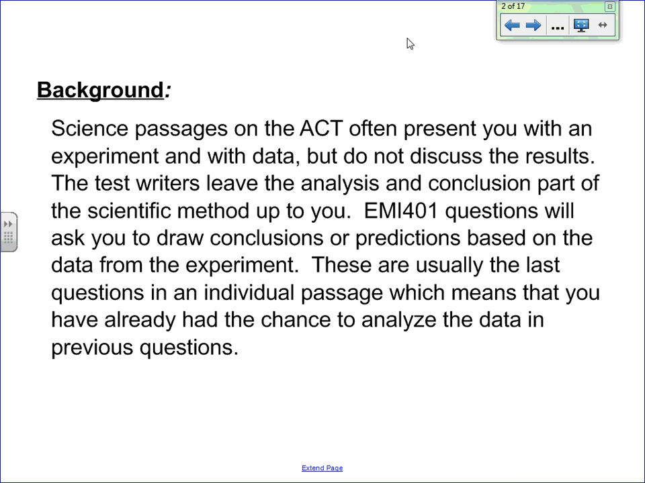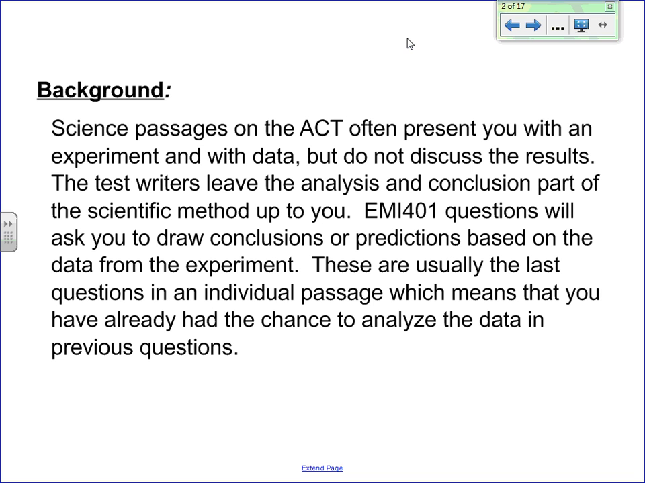So this is telling us a little bit about what the skill is. Science passages on the ACT are often presented with an experiment and with data, but do not discuss the results. The test writers leave the analysis and conclusion part of the scientific method up to you. EMI401 questions will ask you to draw conclusions or predictions based on the data from the experiment.